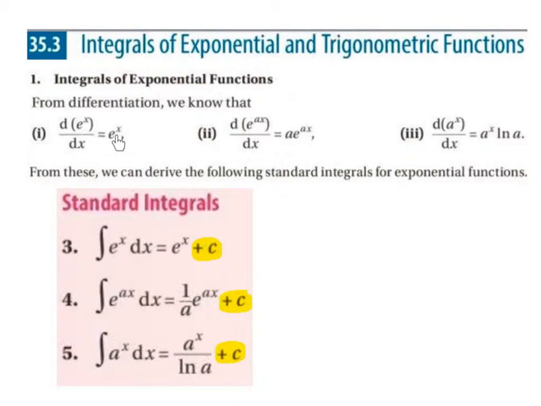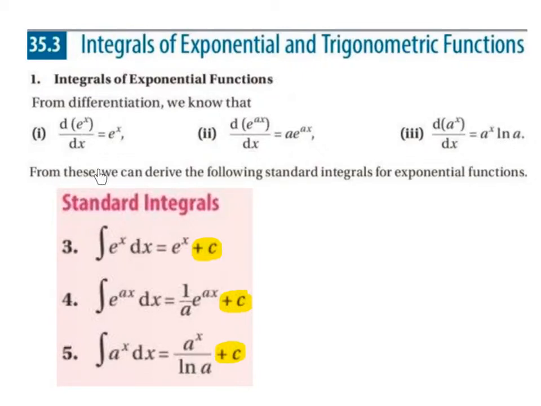e to the power of x, and d e to the power of ax dx is equal to a e to the power of ax, and d a to the power of x dx is equal to a to the power of x ln a, where ln stands for the natural log.